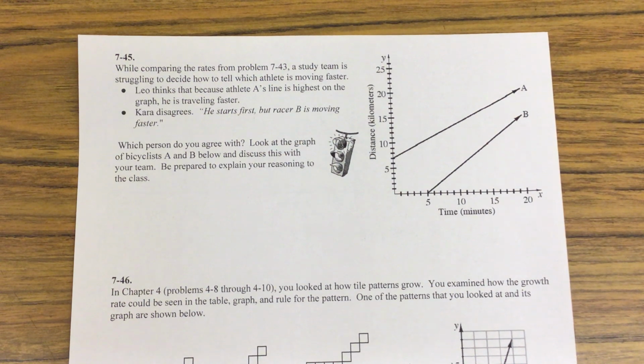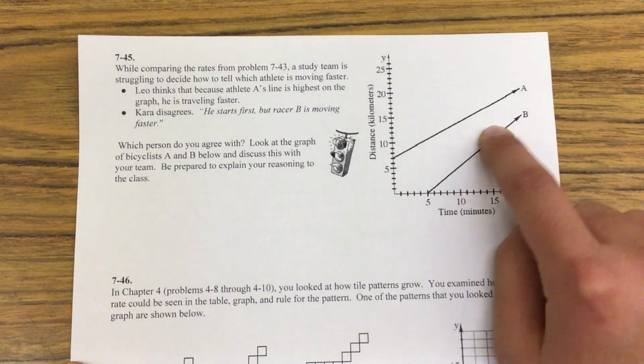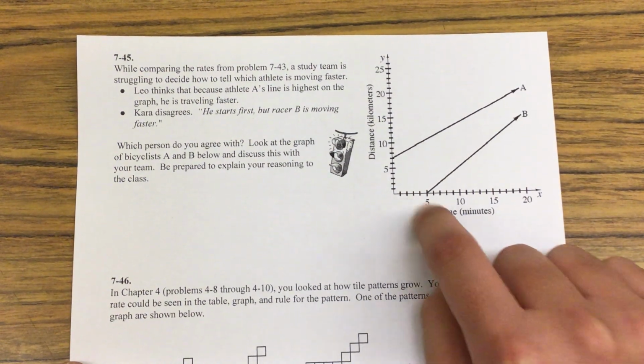And Kara says, no, you're not right. Kara disagrees. He starts first, but racer B is moving faster. Now, you could sit there and have a conversation about that. If you want to pause my voice, go ahead. But we've already had a conversation, and we talked about how B is steeper. Yes, it starts later, right?